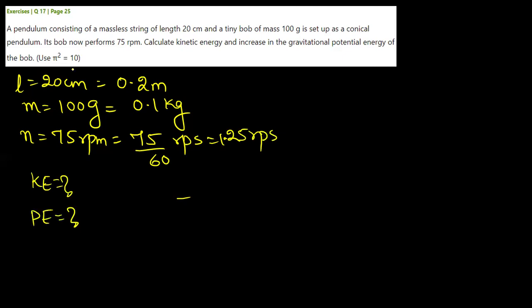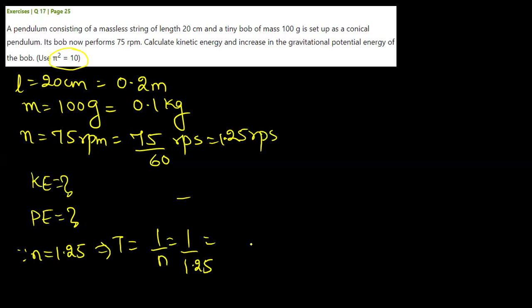Again, they have told use pi square equal to 10. So it is a benefit for us. Whenever we have pi square, we will use it as 10. Now, since n is given to you, since n is 1.25, I can find time period. Time period is 1 upon n. So that is 1 upon 1.25. So 1 upon 1.25, you can go through reciprocal table and find the value.